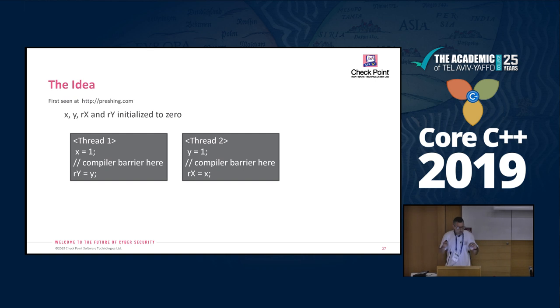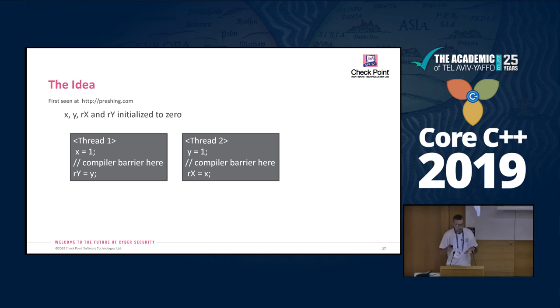The first example is just to show CPU reordering. I saw it first time in Jeff Preshing's blog, preshing.com. It's an excellent blog, so I'm very happy to give the credit. I saw it in many other places, but that was the first one, so credit goes to him. We have two threads. We assume that X, Y, RX, and RY are all initialized to zero.